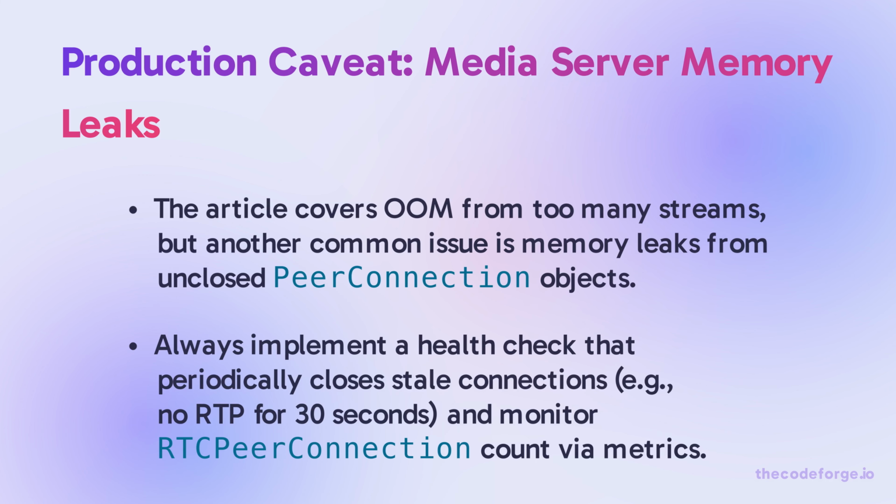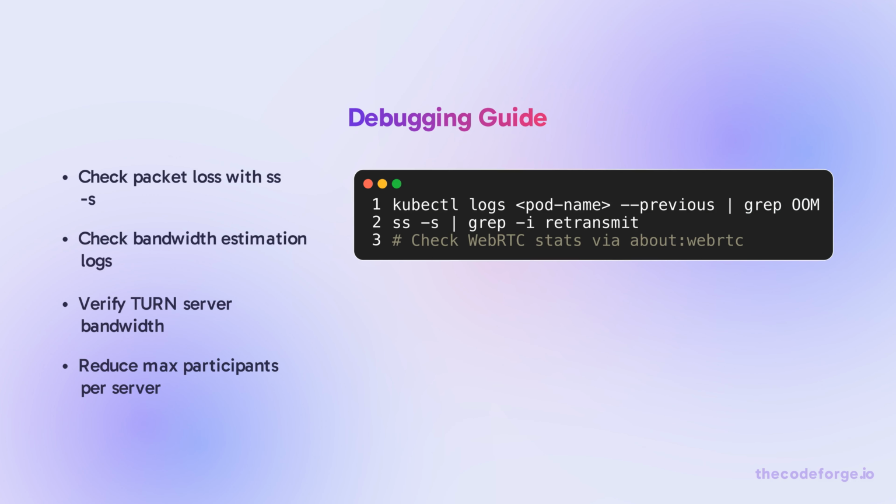The article covers OOM from too many streams, but another common issue is memory leaks from unclosed peer connection objects. Always implement a health check that periodically closes stale connections, e.g., no RTP for 30 seconds, and monitor RTCPeerConnection count via metrics. Here's how to debug common issues. For OOM kills, check pod logs. For packet loss, use ss. For bandwidth estimation, check WebRTC stats. If TURN bandwidth is saturated, scale horizontally.